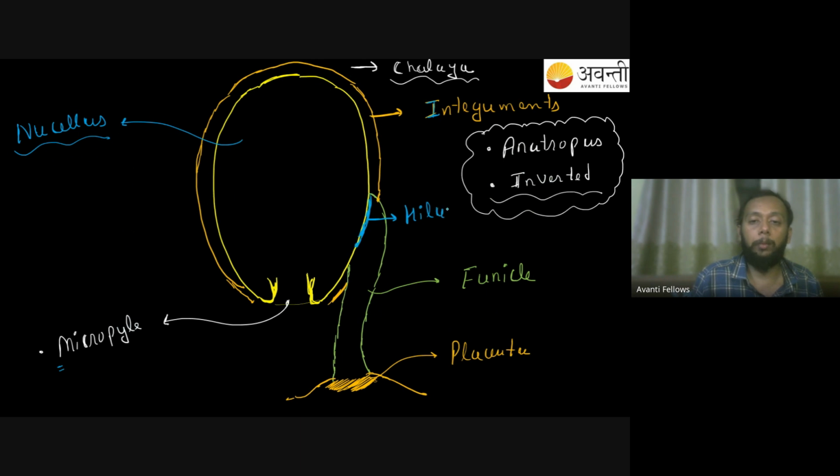This point of attachment is called my hilum. So remember this, you will get questions based on this. The point of attachment between the funicle and the ovule is called my hilum. If they ask you what is that small stalk which connects the ovule with the placenta, then your answer is going to be the funicle.